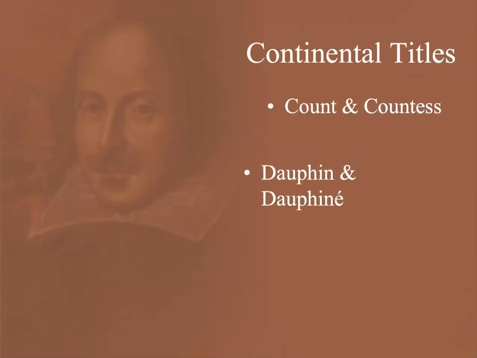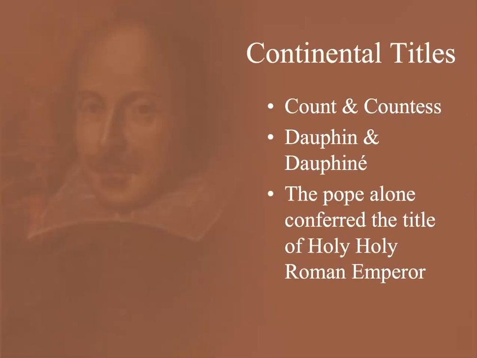When we get to continental titles, we have the title of Count, used only in continental Europe, and Countess. In France, the heir to the throne, the oldest son, is called the Dauphin, and the Dauphine is the title of the wife of a Dauphin. The Holy Roman Emperor is the ruler and head of state of the Holy Roman Empire. Francis II was the last Holy Roman Emperor, who dissolved the Holy Roman Empire in 1806 during the Napoleonic Wars.